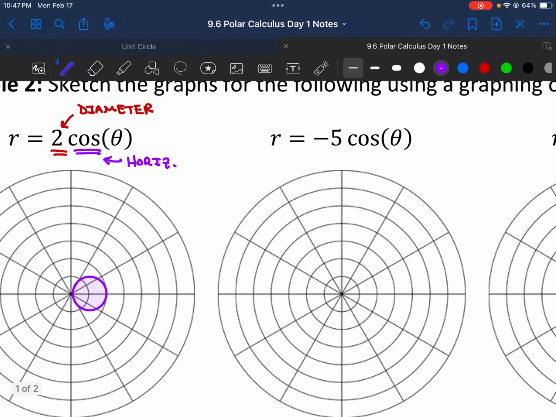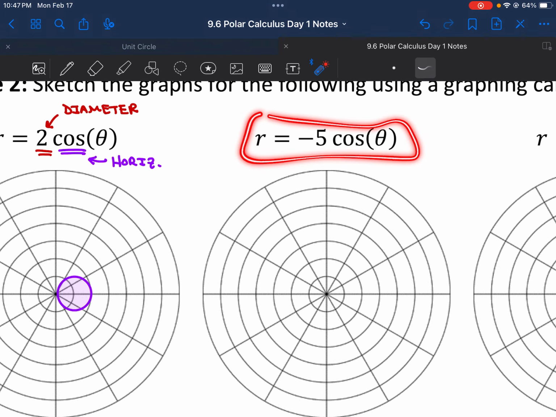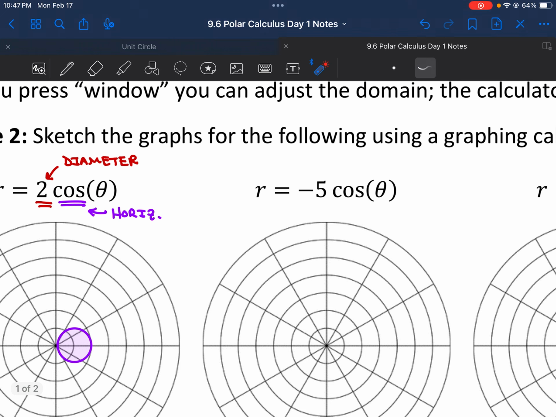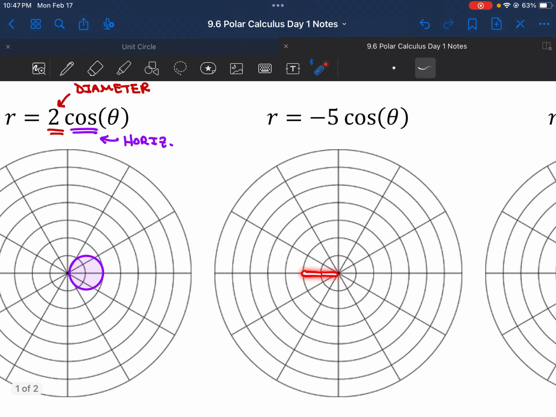Okay, so using that same logic, we can go ahead and try to graph this one without a calculator as well, even though I encourage you to try it with a calculator. Notice it's a cosine. That means it's either going to sit on the right side or the left side of the pole. It's going to have a diameter of 5, and because it's negative, it's going to sit on the left side. So we want a circle, diameter 5, sitting on the left side of the pole. Okay, so 1, 2, 3, 4, 5. We want a circle, diameter 5, like this. Close enough.